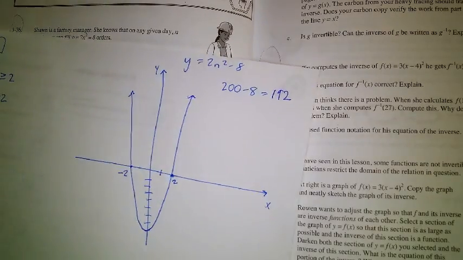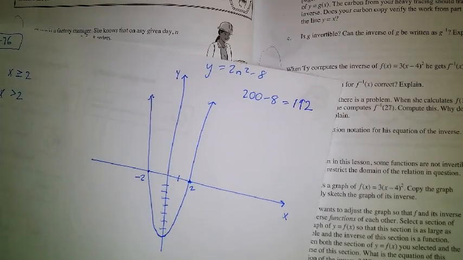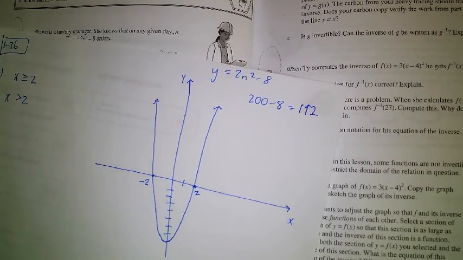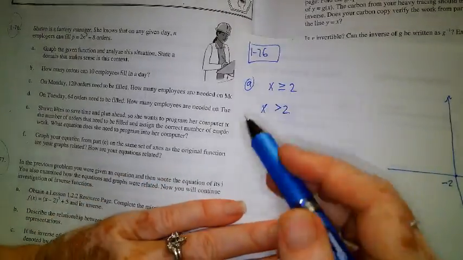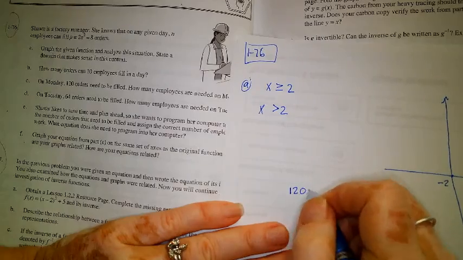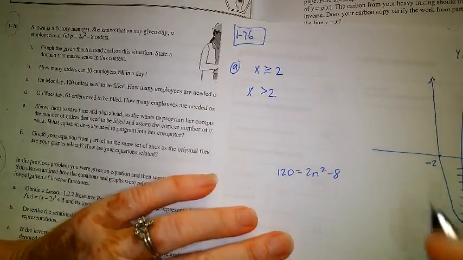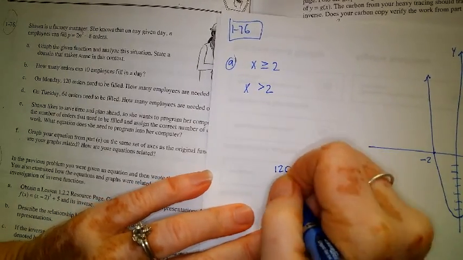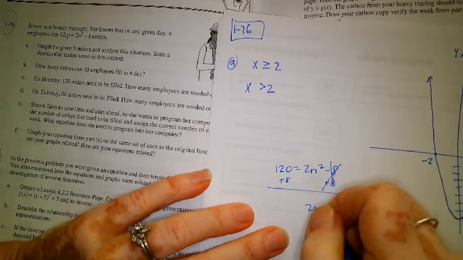And then, on Monday 120 orders need to be filled. How many employees are needed on Monday? So they need 120 orders. And then I need to find out how many employees. So I guess I wish I had a calculator. That would be a handy thing to have when I'm making a math video.